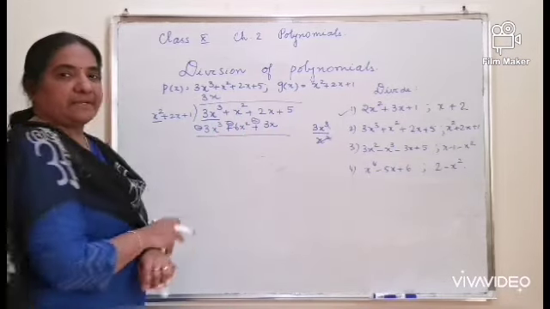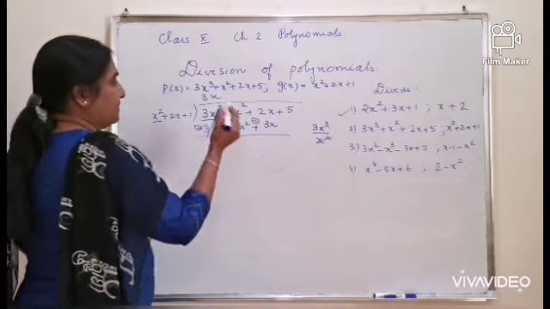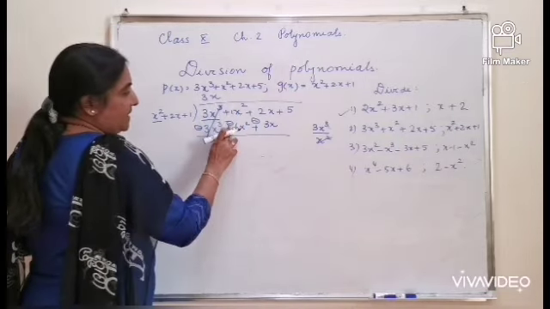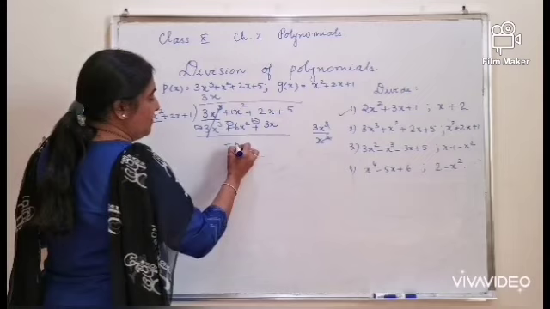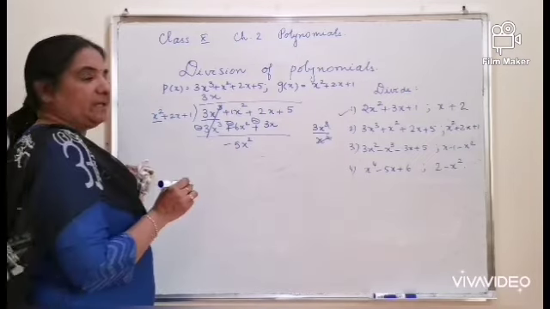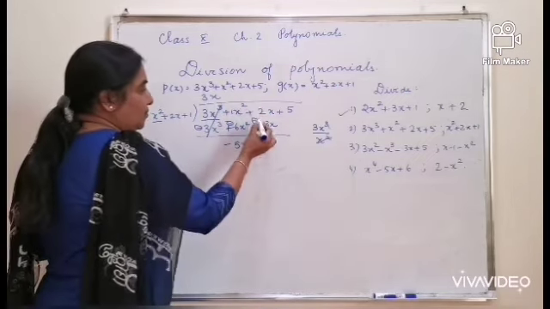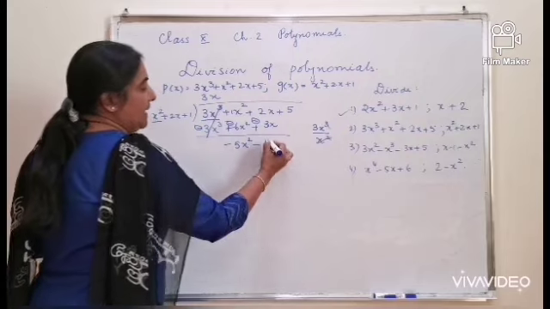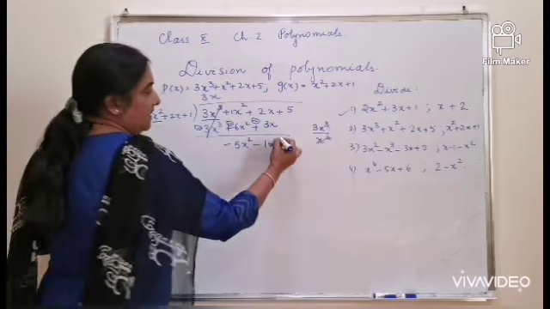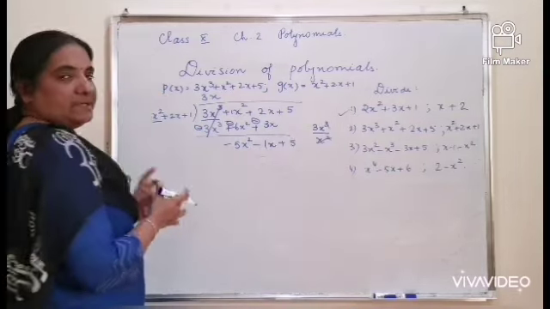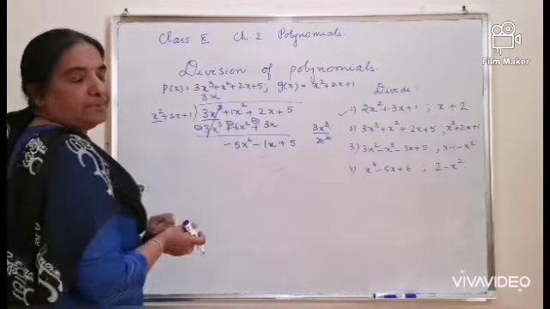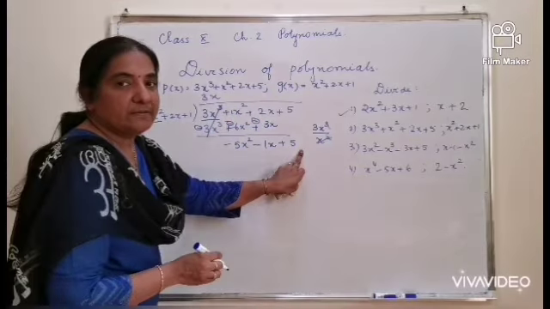You are going to subtract by changing the signs. 1x square minus 6x square gives you minus 5x square. Plus 2 minus 3 gives you minus 1x plus 5, as this will be the next step.